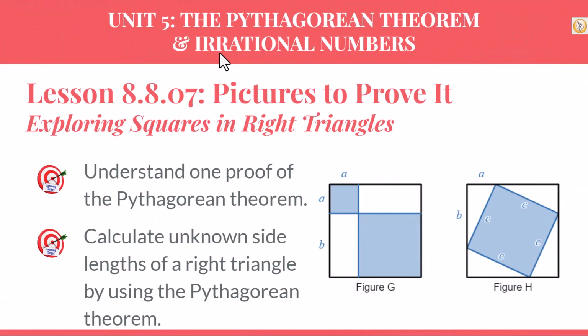Lesson 887, Pictures to Prove It, Exploring Squares and Right Triangles. In this lesson, you'll understand one proof of the Pythagorean theorem. You'll also calculate unknown side lengths of a right triangle by using the Pythagorean theorem.